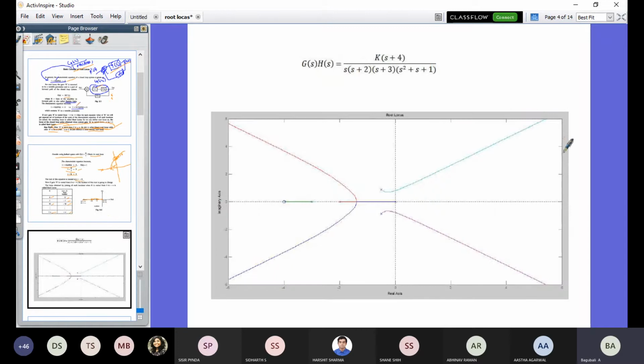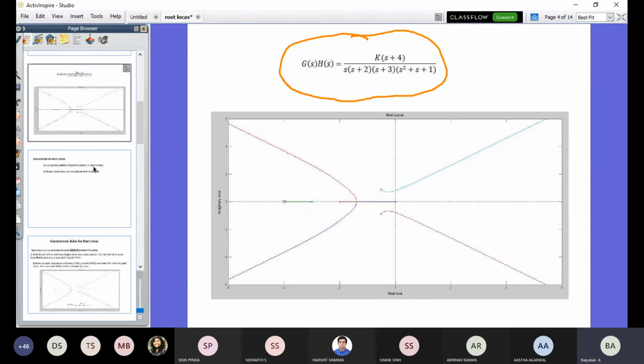Okay, this is the example for the root locus plot. This example only I am going to explain now. I am considering this as one of the examples. With this example I am going to tell you how we can construct the root locus. So we will come to that point later.